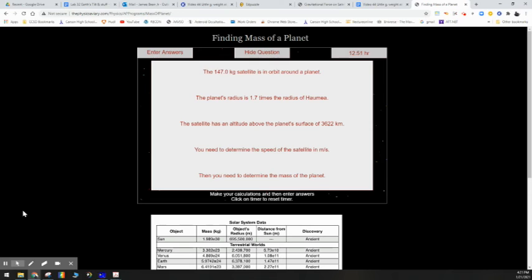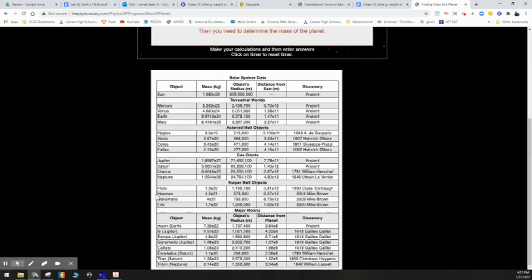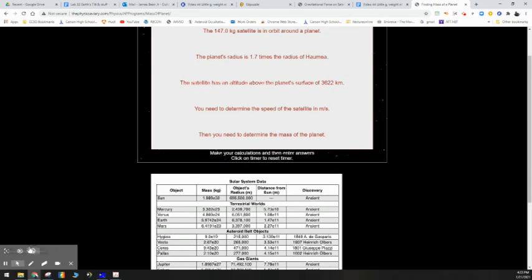Now here we have the planet's radius. The radius of the planet is going to be 1.7 times the radius of Haumea. So let's come on down here and try to find Haumea. Here we go, right here. Here's Haumea, so go ahead and get the radius. Now calculate the actual radius we're going to be dealing with. Now let's also get the altitude.